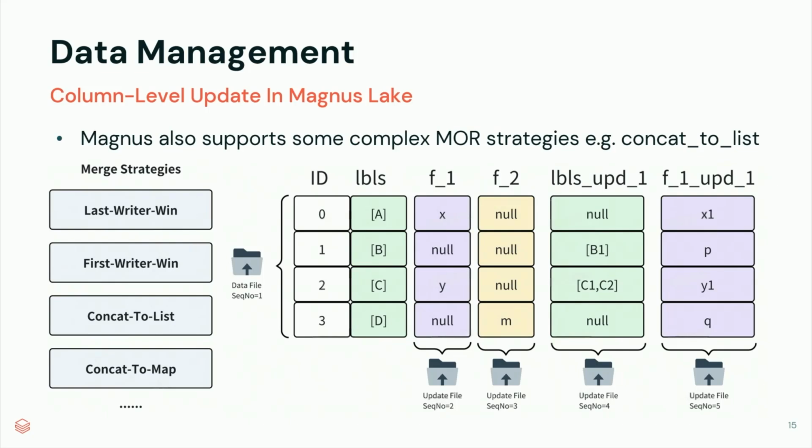And Magnus also supports customizable merge on read strategies, so that users can write their own merge on read logic to meet their business requirements. For example, I want to add an action to the labels of a user. I can just use the concat to list strategy to do the update, just like the update file with sequence number 4 in this picture. You can see it in the right corner.